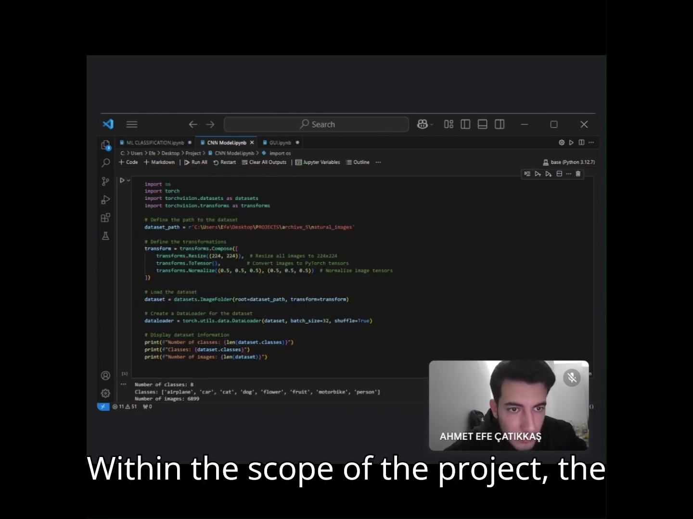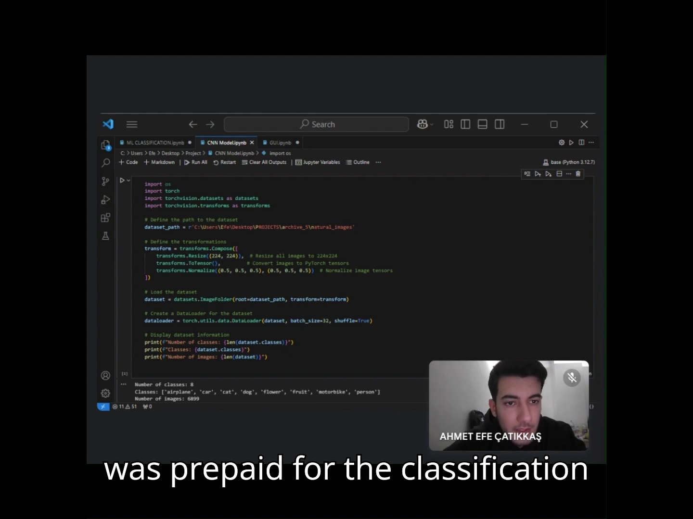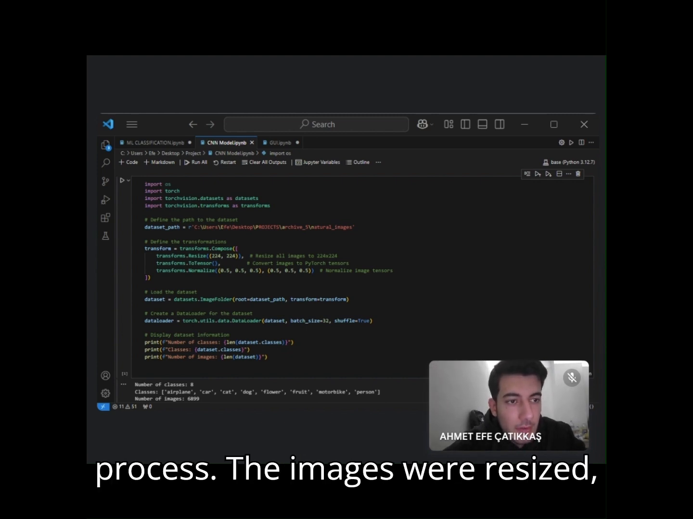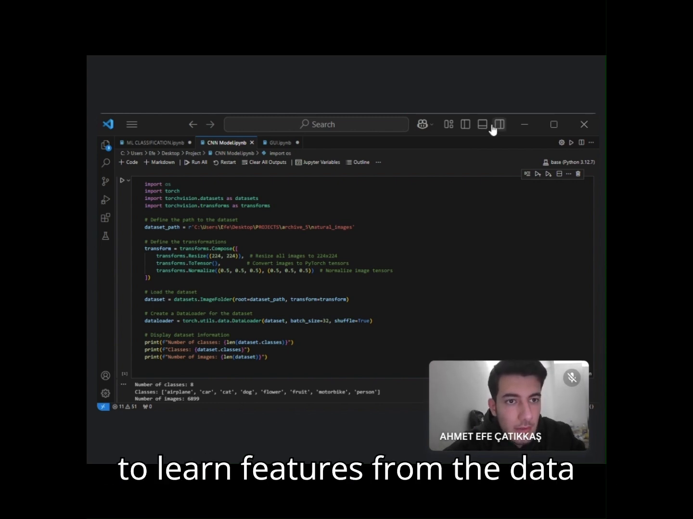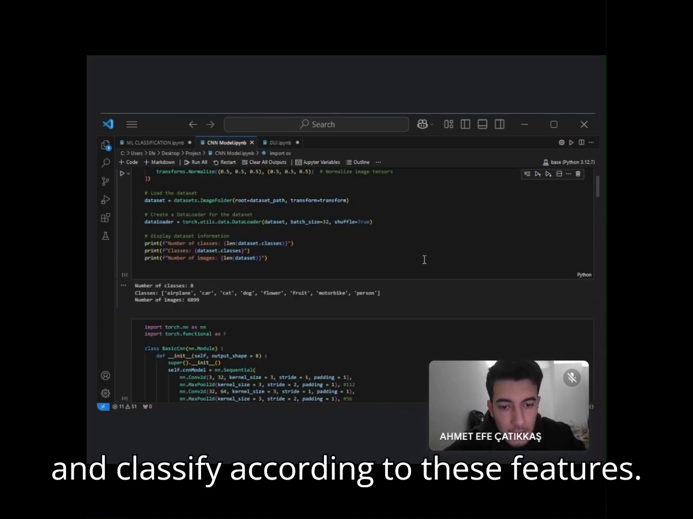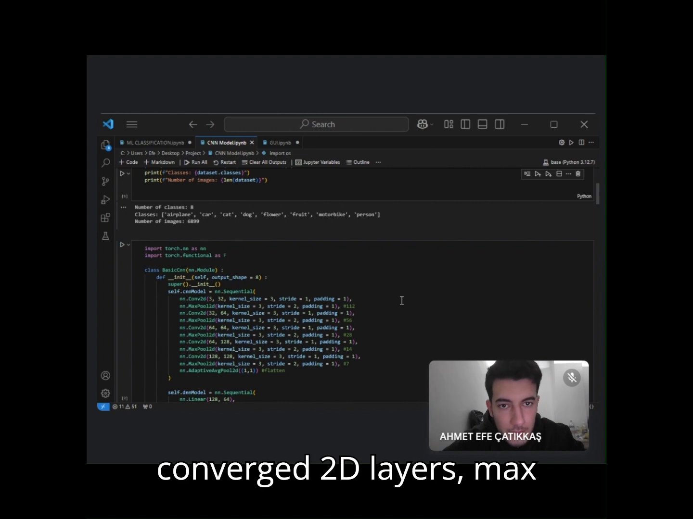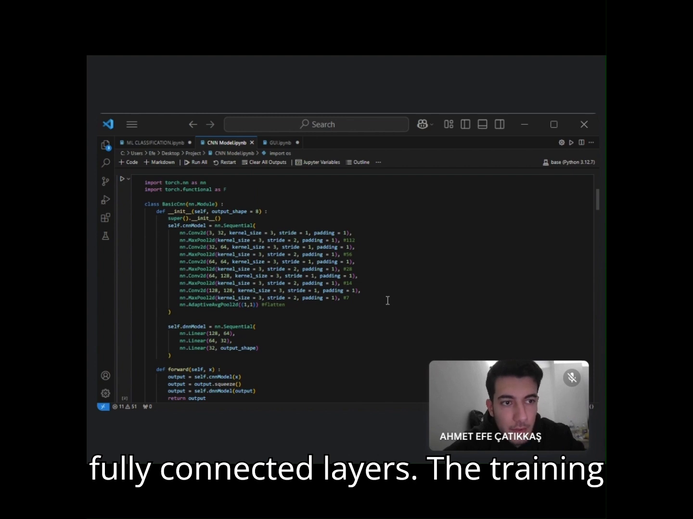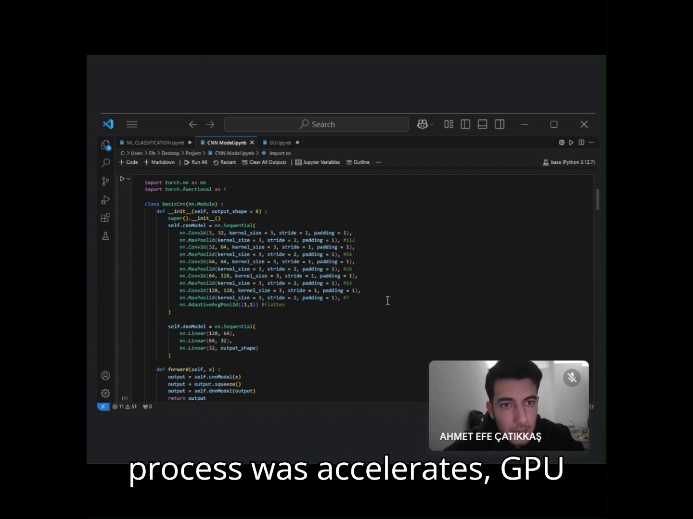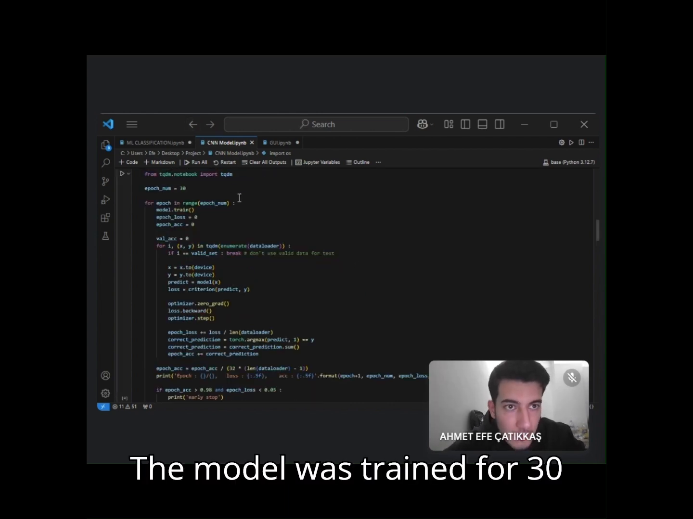Within the scope of the project, the dataset consisting of images was prepared for the classification process. The images were resized, converted to tensors, and normalized. The CNN model was created to learn features from the data and classify according to these features. The model worked with 6 convolutional 2D layers, max pooling layers, and fully connected layers. The training process was accelerated with GPU and CUDA support. The model was trained for 30 epochs.